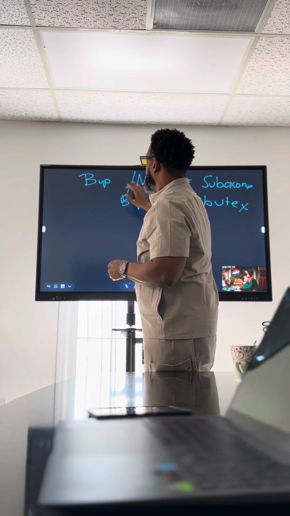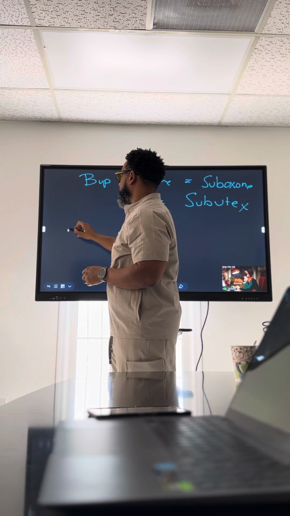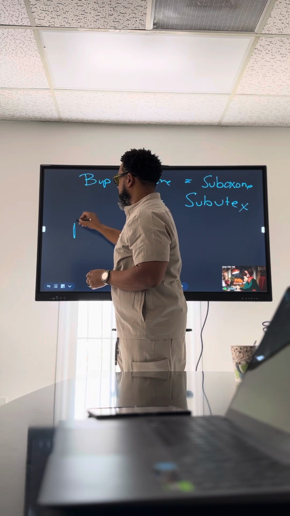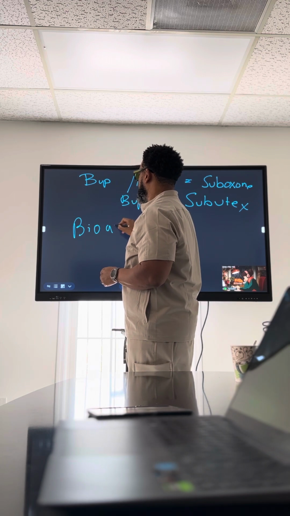So remember, this is a combination medicine. And the concept you've got to understand about these two is bioavailability. If my pen wants to write bioavailability.